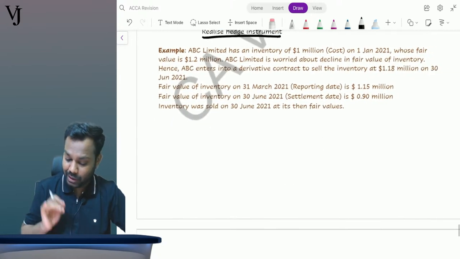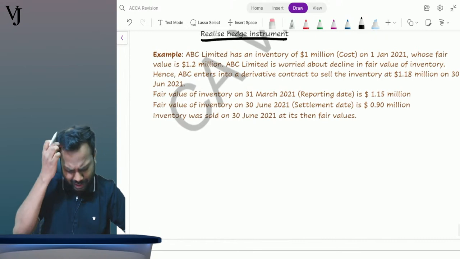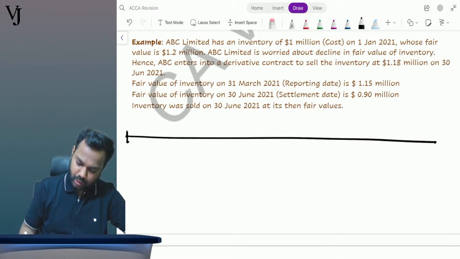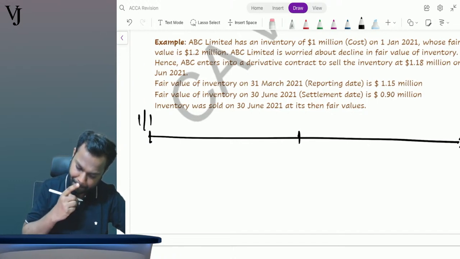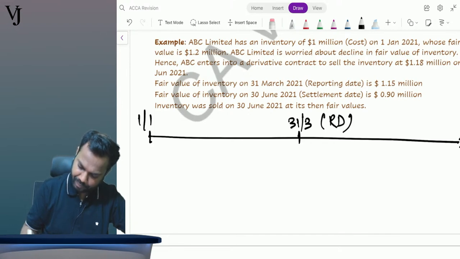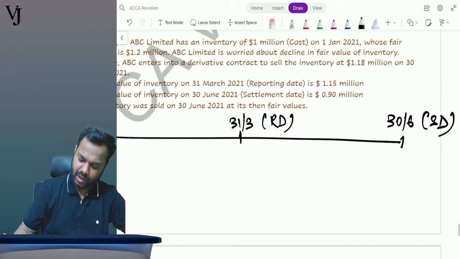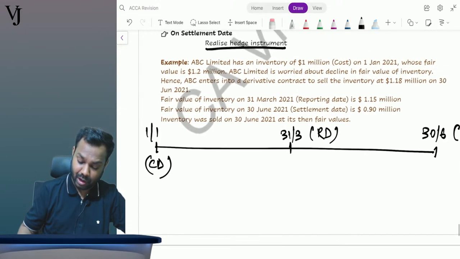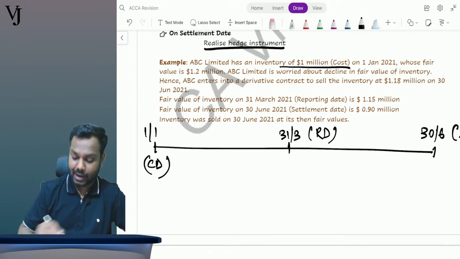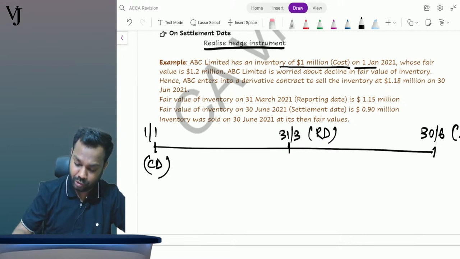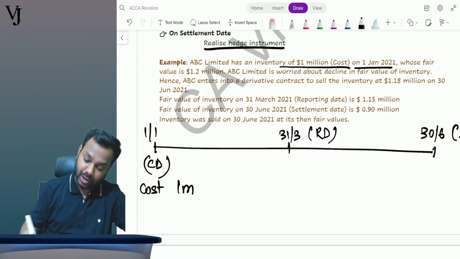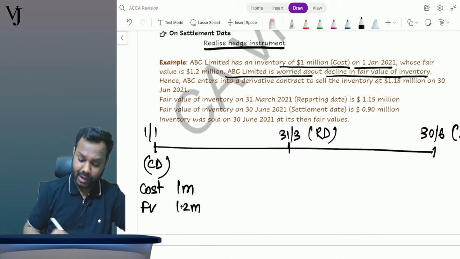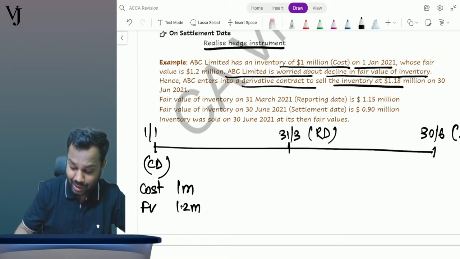Let us discuss with the help of an example. Again, this is an example which I have taken up in my regular class. So I've entered into the contract on 1st January, the contract date. 31st March is the reporting date and 30th June is the settlement date. Now what happens here? ABC Limited has an inventory of 1 million at cost on 1st January 2021. So the cost of inventory is 1 million, whose fair value is 1.2 million. Now ABC Limited is worried about the decline in the fair value of the inventory. Hence, ABC Limited enters into a derivative contract to sell the inventory at 1.18 million.